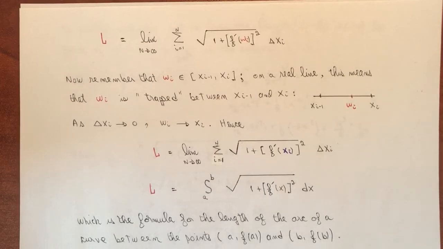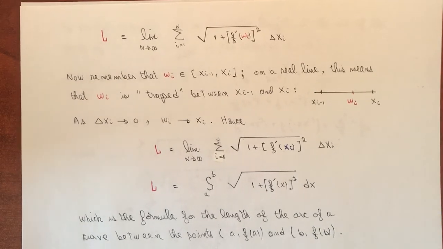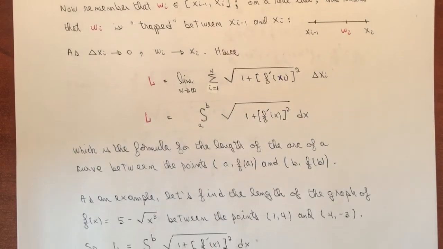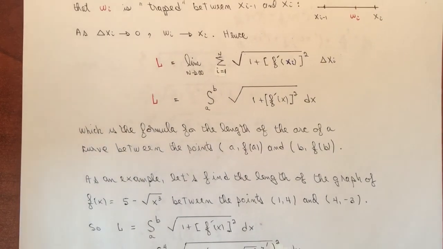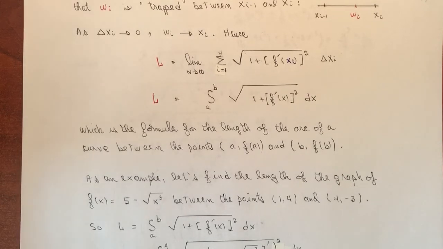That's the formula we're going to use for the length of the arc of a curve between the points (a, f(a)) and (b, f(b)). As an example, let us find the length of the curve of the graph of f of x is equal to 5 minus the square root of x cubed between the points (1, 4) and (4, -3).